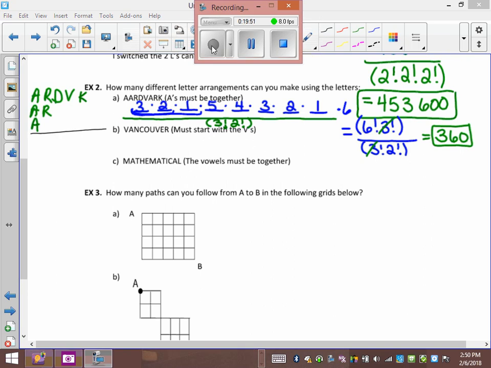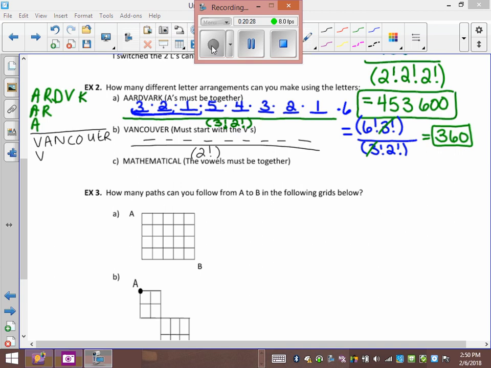So this one must start with the V's. So Vancouver, V-A-N-C-O-U-V-E-R. So there's 2 V's. Vancouver has 9 letters. We're going to have a 2 factorial in the denominator because of the 2 V's. So you don't have to think of what you put in the denominator. You just put the doubling, tripling in the denominator always, right? They'll have the answer to it if you forget the denominator as well, right? That'd be their go-to oopsie answer.